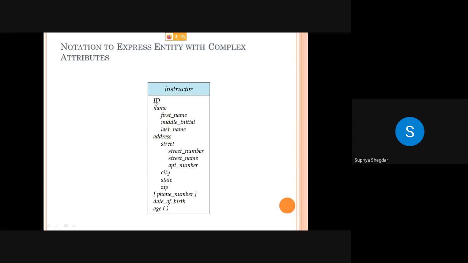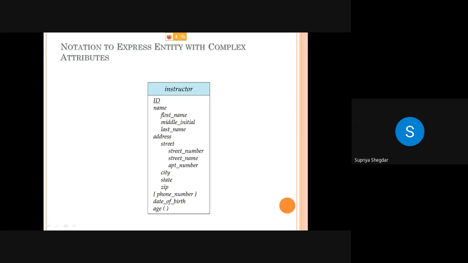Then the name attribute is my composite attribute. Here the name is divided into first name, middle name and last name. And the address is again divided into street, city, state and zip. If the particular attribute is a composite attribute and we are giving the components of that composite attribute, then we can write them like a hierarchy. So here first name, middle name and last name are the components of the composite attribute name.